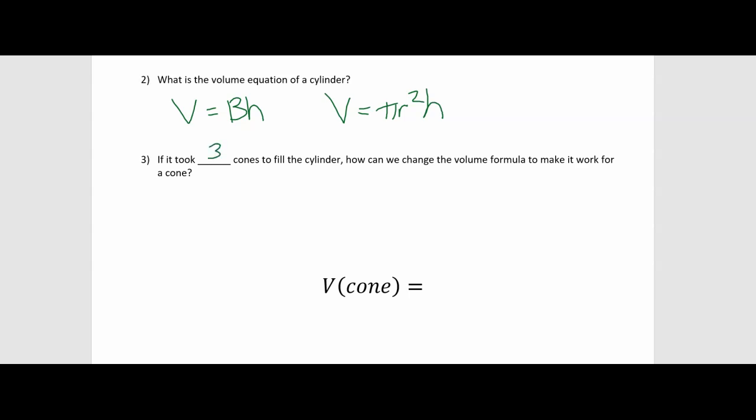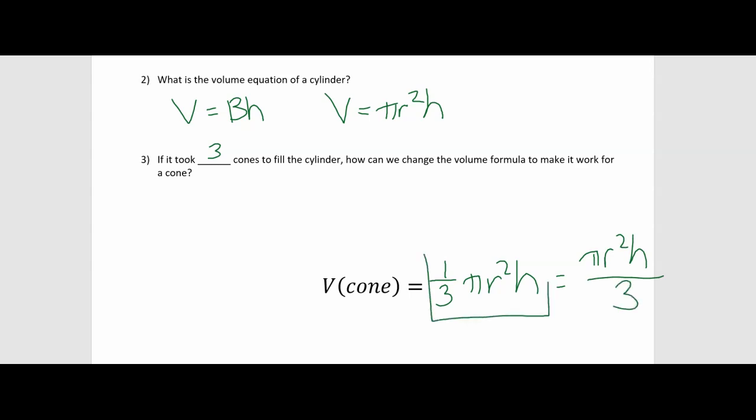If it took 3 cones to fill the cylinder, and they have the same radius and the same height, how could we change the volume formula for a cylinder to make it the volume formula for a cone? Pause the video, see if you can figure it out. Well, there are 2 ways we could write it. Using the most specific formula, we could do 1/3 pi r squared times h, or you may see it written as pi r squared times h over 3. Both of these will give you the volume of a cone.